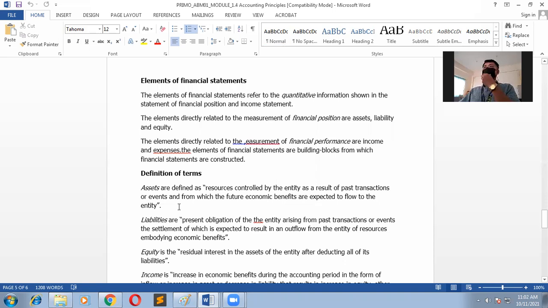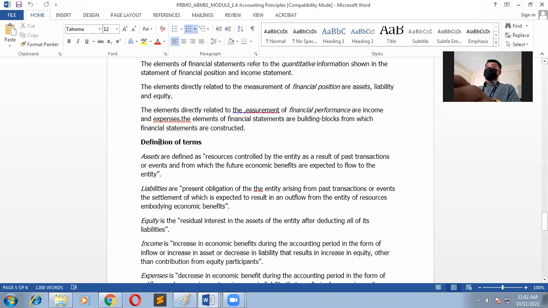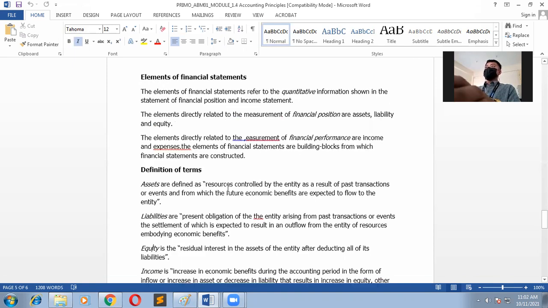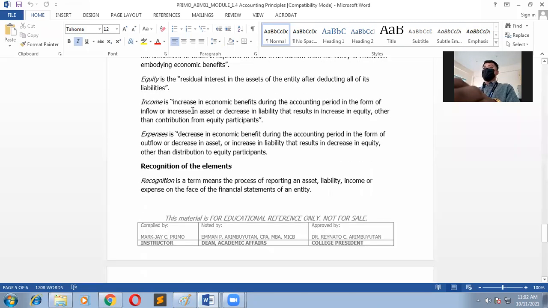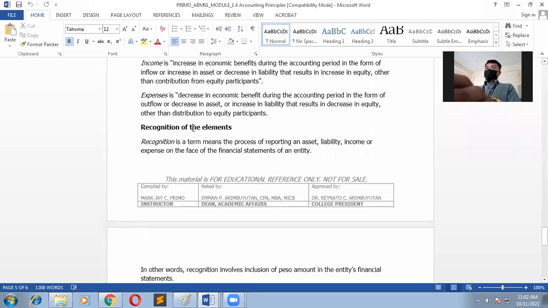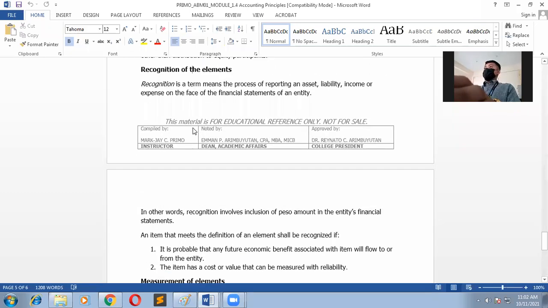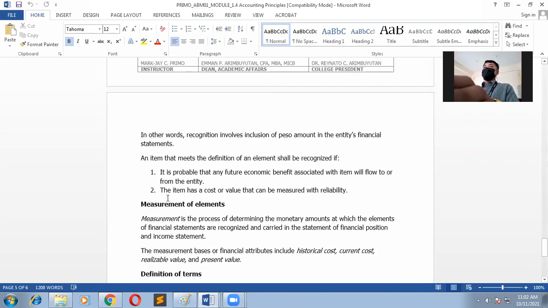When it comes to elements of financial statements, we will be having the assets, liabilities, and equity that shows the position of the company, while income and expenses shows the financial performance of the entity. In recognition of the elements, the transaction or event must have a probable effect on the financial statements elements. Okay? While it should also be measurable.